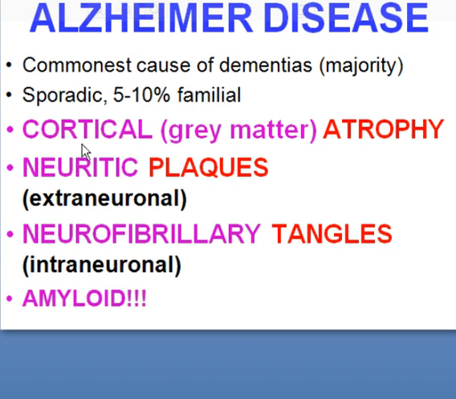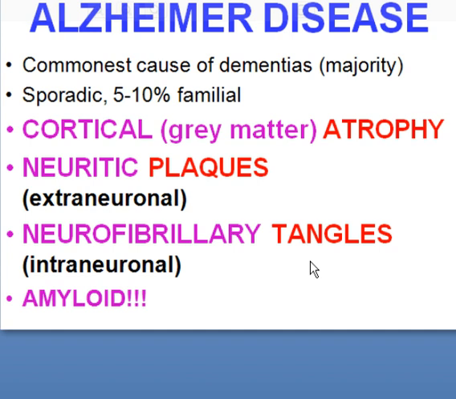It primarily involves the cortex. That's the gray matter. That's the important stuff. That's the stuff you think with. And the two classical pathologic findings, or we could say three, are neuritic plaques, which are plaques of material outside the neuron. And then there's neurofibrillary tangles, which are substances that accumulate inside the neuron. We're going to see that.